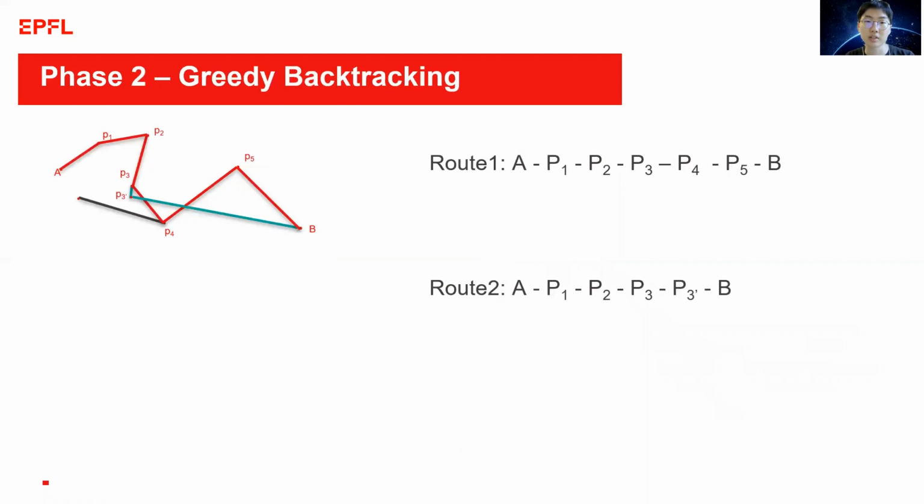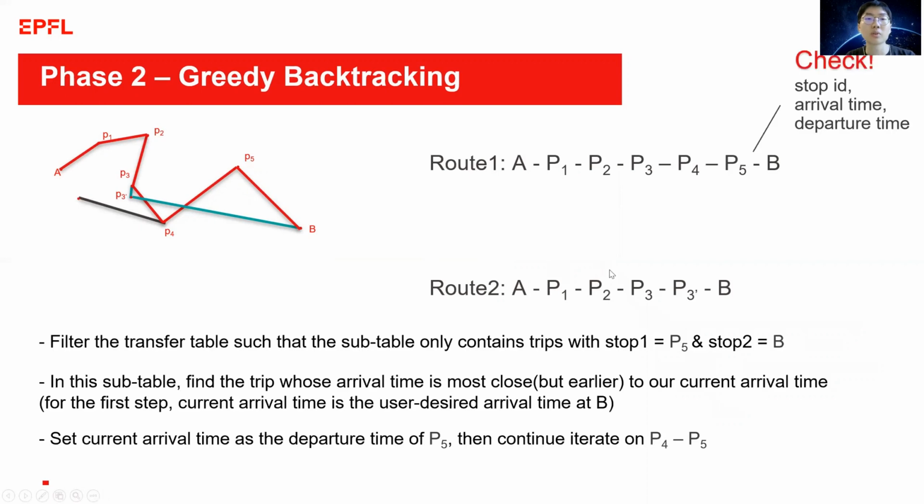Then to find the journeys, for example, of the top 2 shortest paths, and for route 1, we first process P5 to B. We filter the transport table so that the subtable only contains the trips where stop 1 equals P5 and stop 2 equals B. In this subtable, find the trip whose arrival time is closest to our current arrival time. Because this is the last trip, the current arrival time is the user-desired arrival time at B. By closest, we mean closest but earlier, so we make sure we won't be late.